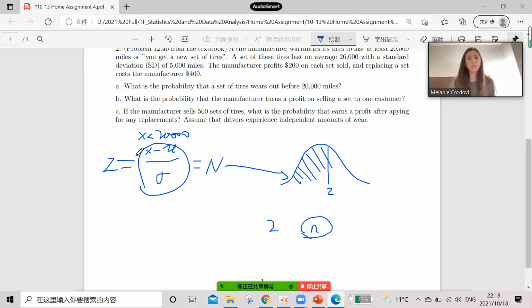Thank you. I think that helps. Yeah, thanks. It depends, so sometimes you will use the white area, sometimes you use the shaded area. Whenever you calculate the z number, think back: what should I find about x? Is it less than a particular number or greater than a particular number? In part A of question 2, I'm finding x less than 20,000 miles, so I use what is on the left of the score.